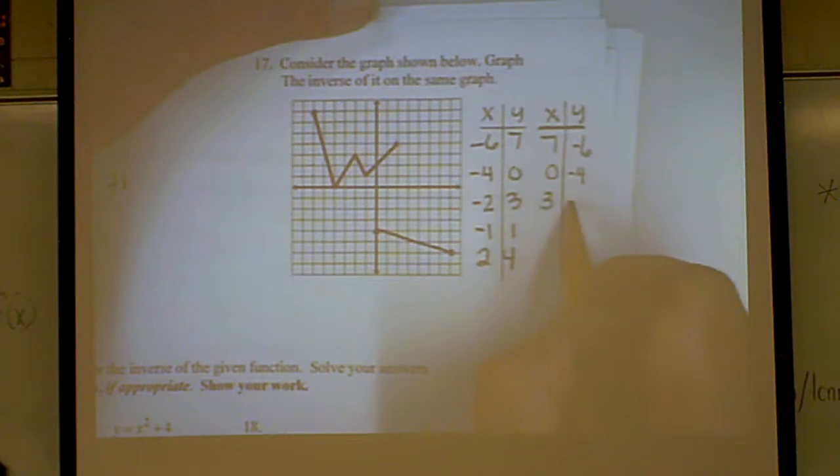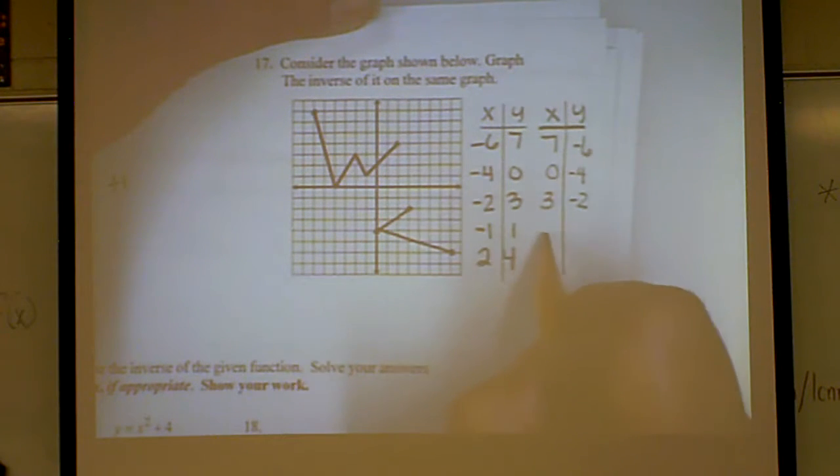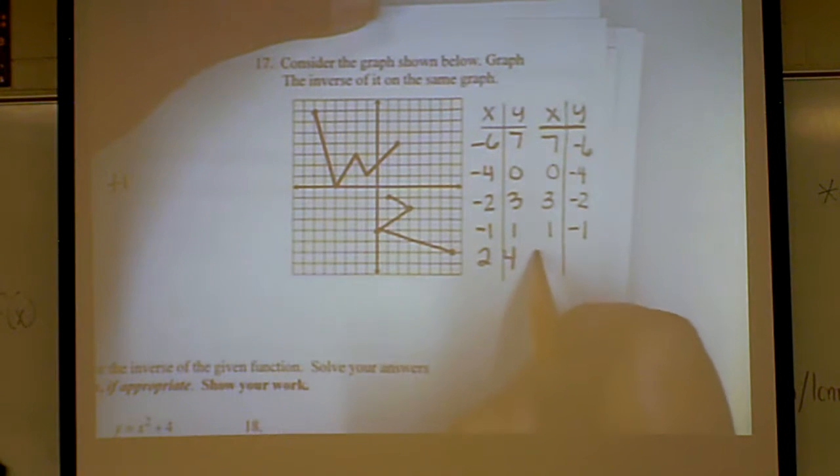And then 3, negative 2. Then 1, negative 1. And 4, 2.